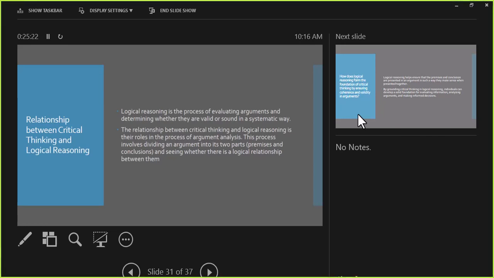This process involves dividing an argument into its two parts, premise and conclusion, and seeing whether there is a logical relationship between these two points in an argument. Are they relevant to each other? Are the premises accurate enough? Are they constructed well? And are they acceptable or not? We can use those principles that we have already described earlier, as well as logical reasoning, in order to assess the argument at hand and see whether the argument is good or not.